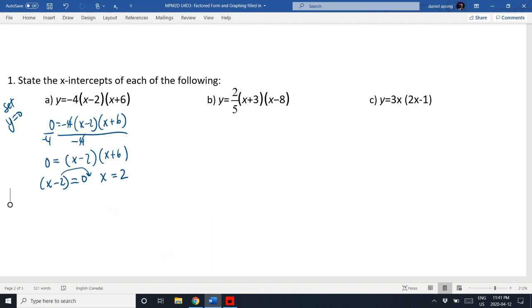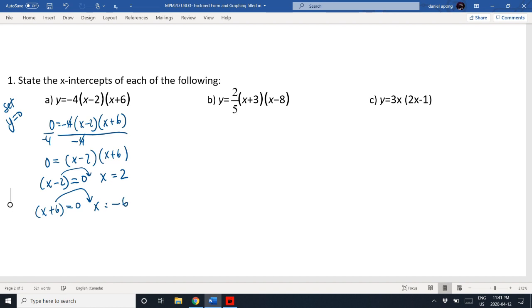Let's look at the other bracket. We had x plus 6. If we make that equal to 0, we can solve for what x value would make this true by moving this over to the other side. So here we get x is equal to negative 6.